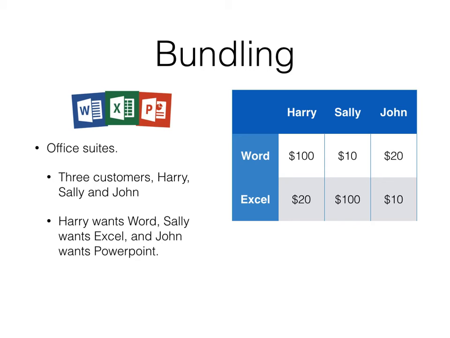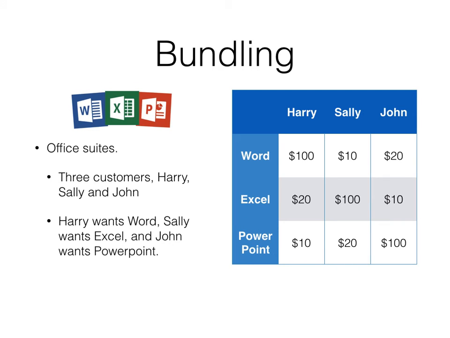And then we have Excel. They could do the same thing, the exact same example here. Pricing at $100, only Sally would get it. And if they price PowerPoint at $100, then only John will get it. And so pricing the 3 separately, Microsoft ends up with $300 in total revenue, $100 from Harry buying Word, $100 from Sally buying Excel, and $100 from John buying PowerPoint.